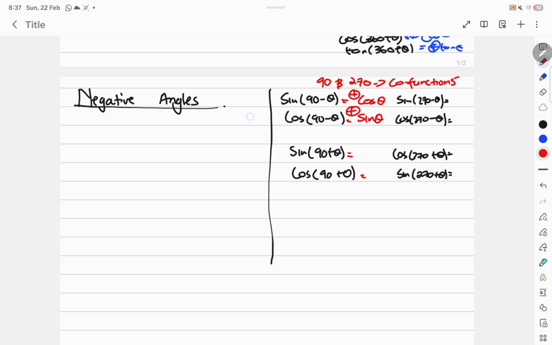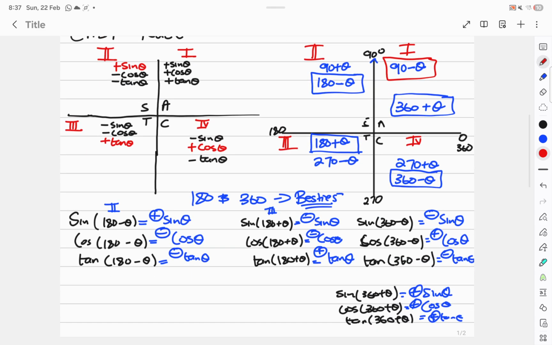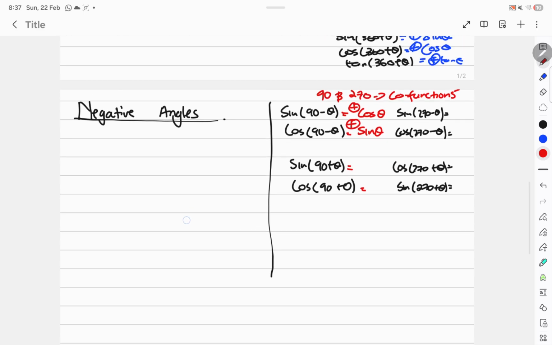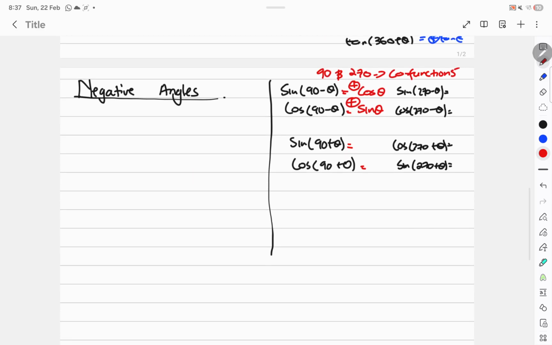The sine of 90 plus. Which quadrant is 90 plus? It's the second quadrant. The original question is saying sine. So we focus on the original question. It says the sine of 90 plus, second quadrant. How is sine in the second quadrant? Sine is positive, but this will change to cos.